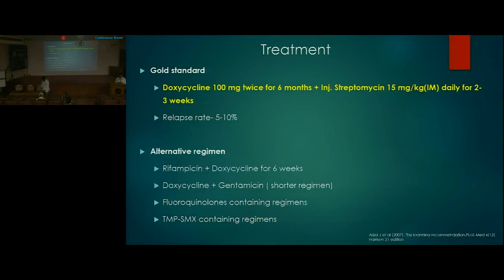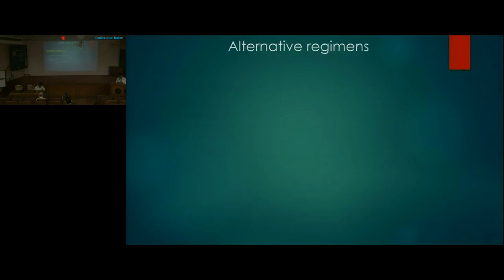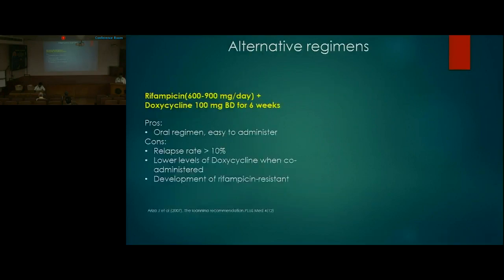for 4 weeks with injection of streptomycin 15 mg per kg for 2 to 3 weeks with a relapse rate of 5 to 10%. Coming to alternative regimen, rifampicin and doxycycline can be given for 6 weeks. The pros of using it is that it is an oral regimen, it is easy to administer.